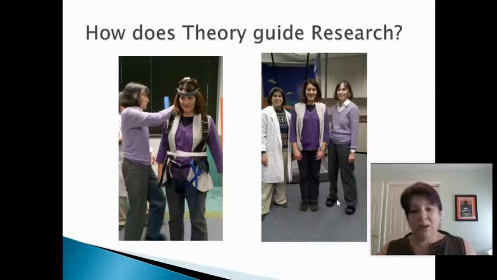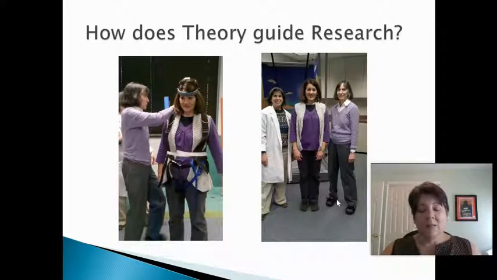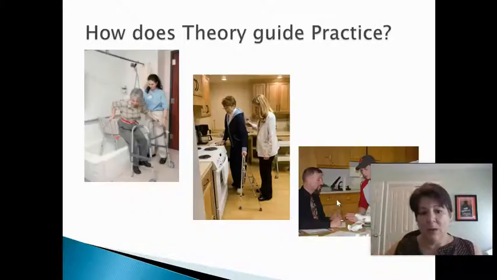Here's a very old picture of me meeting one of my occupational therapy heroes, Helen Cohen, who is a theorist in the area of occupational therapy and vestibular rehab. And she had a theory about what would work with individuals with their balance in terms of basically using daily living activities. And she did some research based on that. So part of what we do when we're creating our evidence is to get an idea about what might work in practice and then testing it out. So theory guides research in that way.